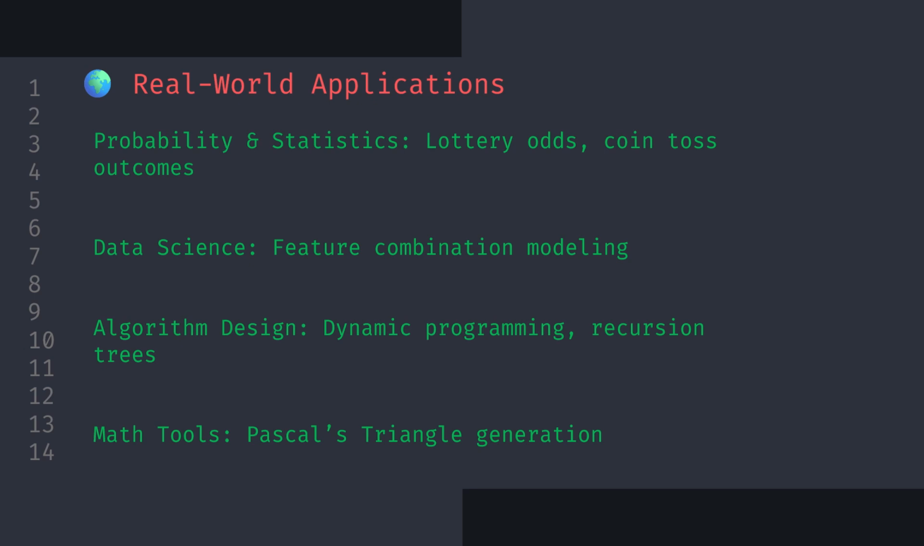Binomial coefficients are everywhere, from flipping coins to analyzing datasets. They are used in AI models, combinatorics, and dynamic programming problems. Understanding how to compute them is crucial for building efficient algorithms. This function gives us the flexibility to use them across projects.